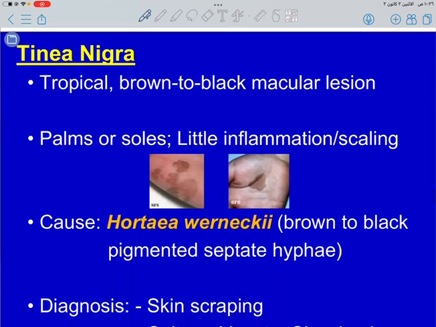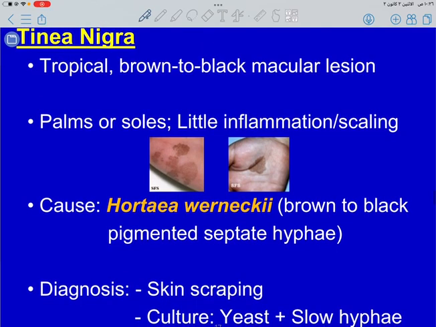Tinea nigra. من الاسم نيجرا، نيجرا black. Negro. Okay? Also common in the tropical area, you can see brown to black macular lesion. Macular يعني دوائر. Mainly on the palm and sole، في الكف وفي القدم. نشوفها. هذه الكف، لاحظها. Black in color. Little inflammation and little scaling.